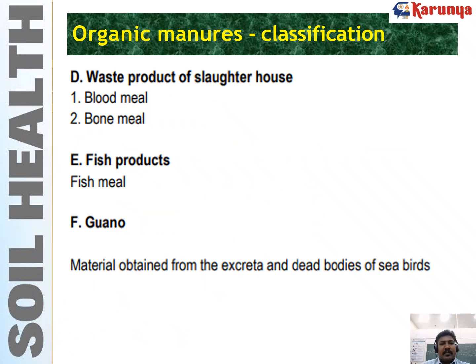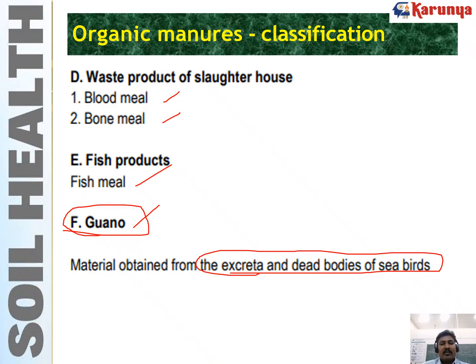The other concentrated manures are waste products of slaughterhouses, such as blood meal and bone meal. Then fish products such as fish meal, and guano. Guano is a material obtained from the excreta and dead bodies of seabirds. A large number of seabirds would have died, and that material can be collected and converted into manure. That material is called guano. Guano is the name of the bird.